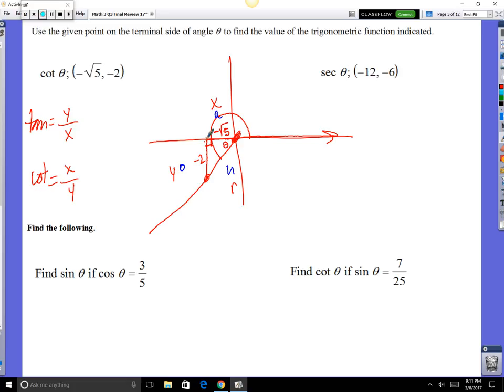So I don't even need to find the radius. If you do, you have to do a squared plus b squared is c squared. Cotangent, I just need the x on top. So that is negative square root 5, and I need the y on bottom, negative 2. And that's fine. Negative divided by negative is going to be a positive. So my answer is just square root 5 over 2.